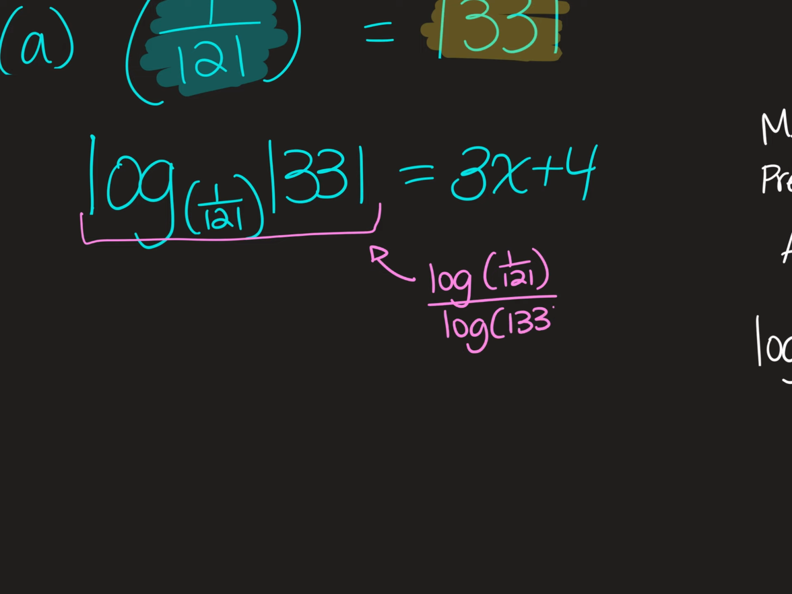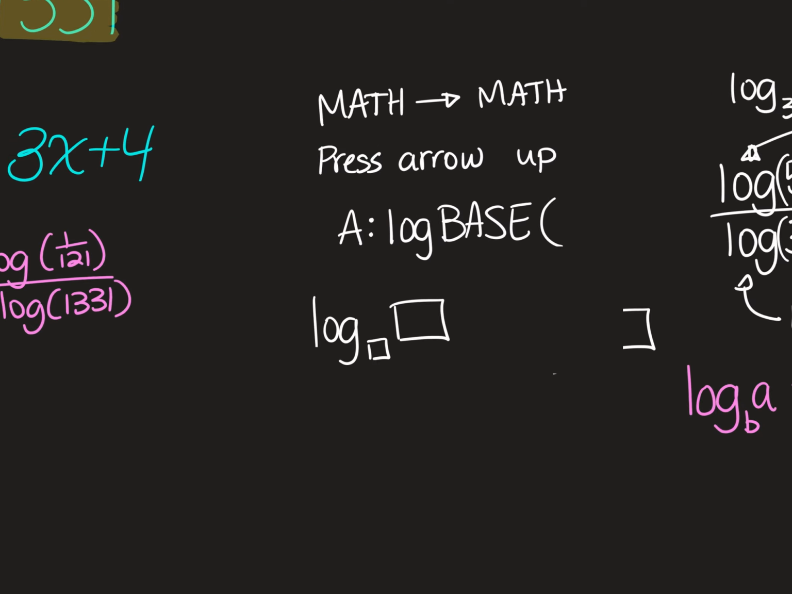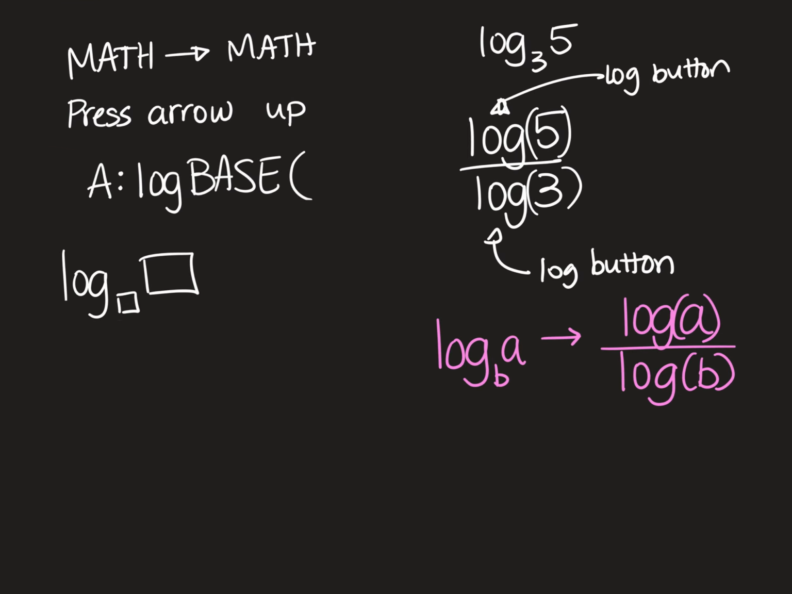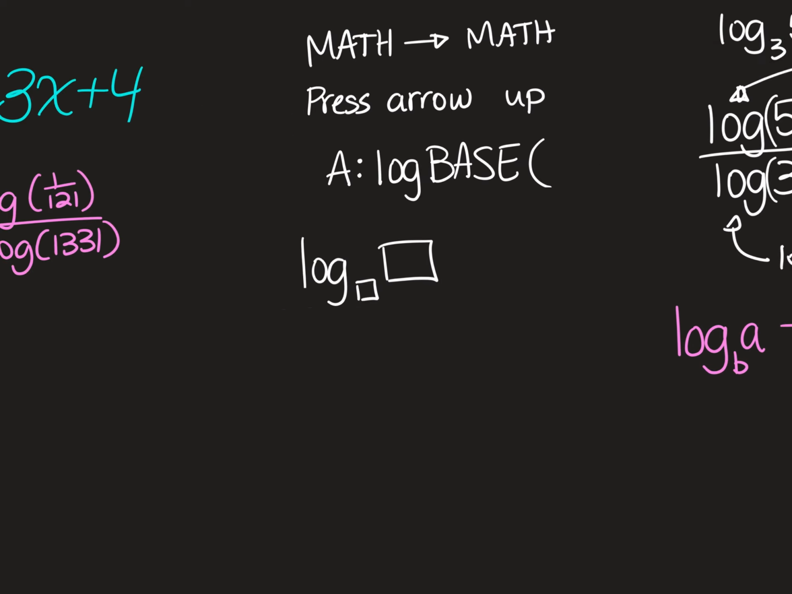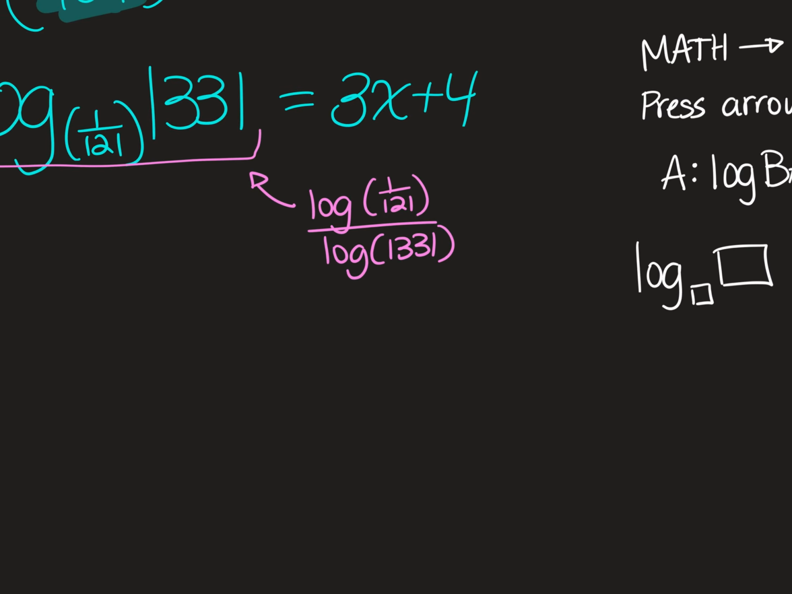Was it B over A? A over B. Log base A divided by log base B. But isn't the base 1 over 121? Oh, yeah. I see what you're saying. Yes, I wrote that backwards, didn't I? Thank you. You were telling me I was doing it wrong. Yes, I was. Gotcha. Thank you.